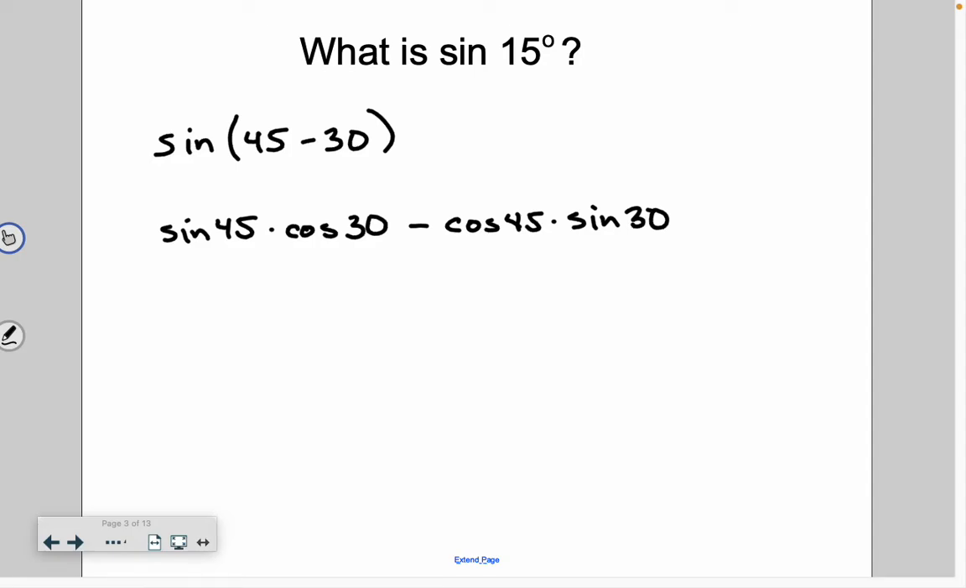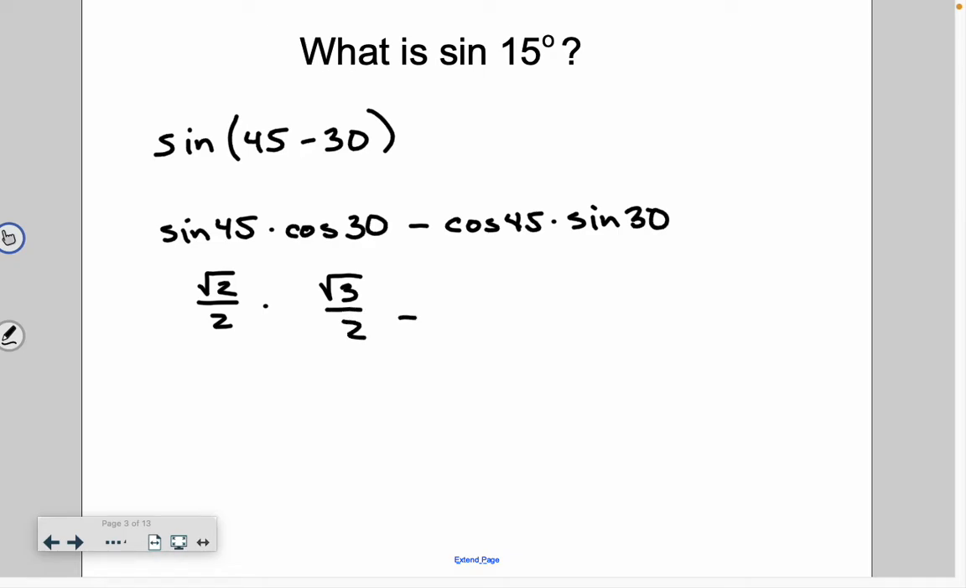Everything that we just wrote down is on your unit circle. So sine of 45 degrees, what is the sine of 45? Somebody said it. Square root of 2 over 2. So that's the square root of 2 over 2. Times cosine of 30 degrees. What's cosine of 30? Somebody said it again, I think. Haley, was that you? Square root of 3 over 2. Yep.